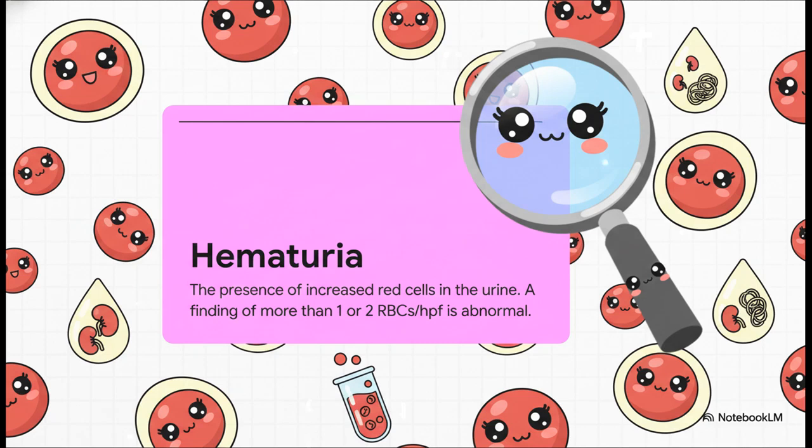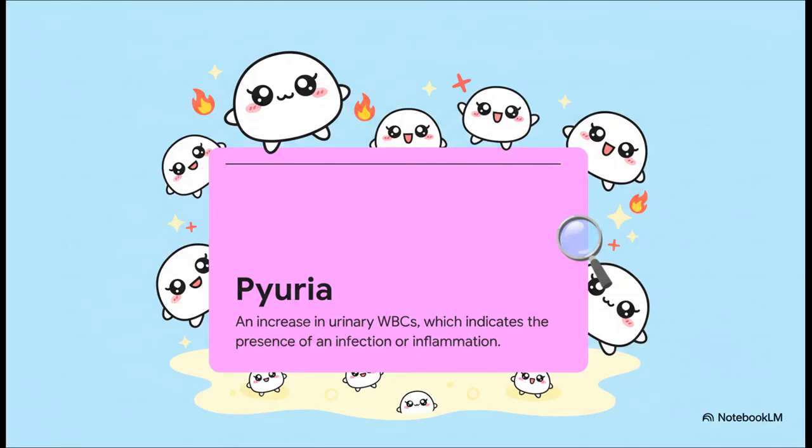It's a huge red flag that needs to be investigated, because it can be a really early sign of serious kidney disease, especially problems with the glomerulus. Next, we have pyuria. This is what we call it when we see an increased number of white blood cells, or WBCs. You can think of WBCs as the body's little security guards, or first responders. So when you see a whole bunch of them in the urine, your first thought should immediately be infection or inflammation happening somewhere in the genitourinary system.